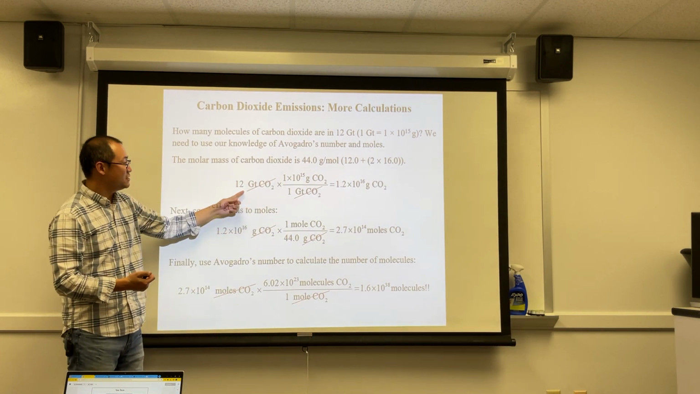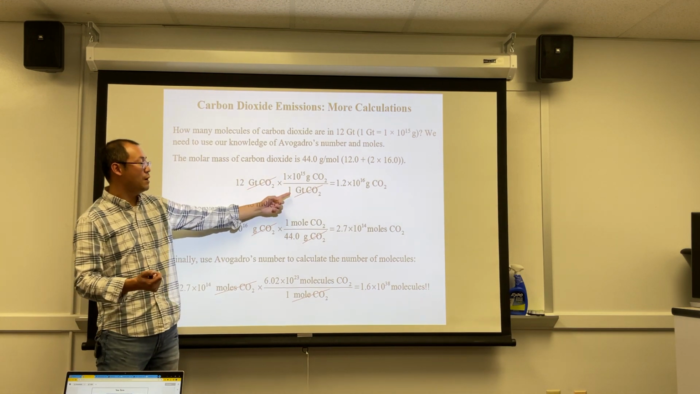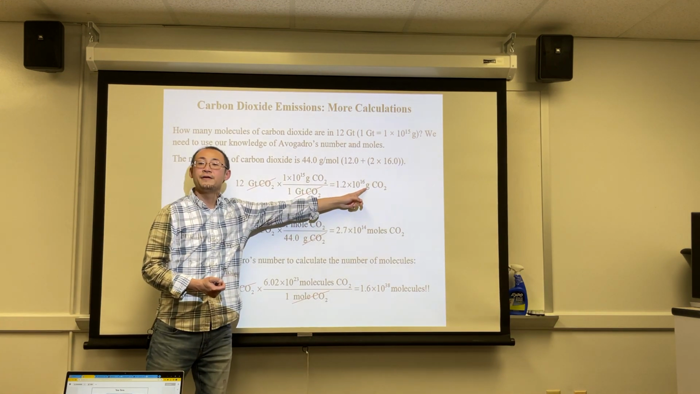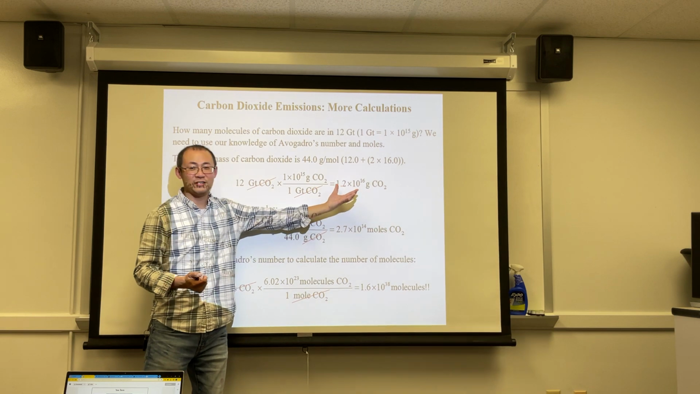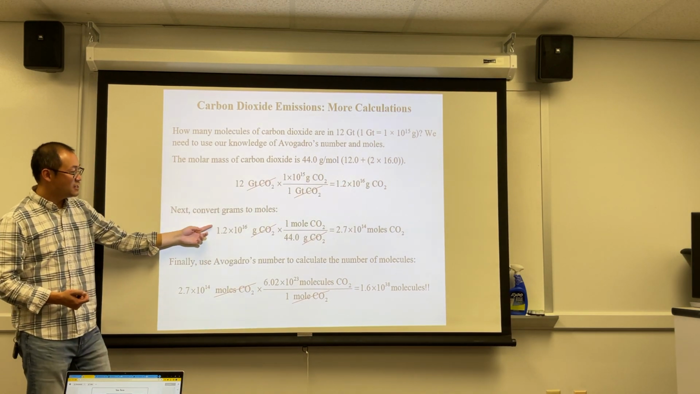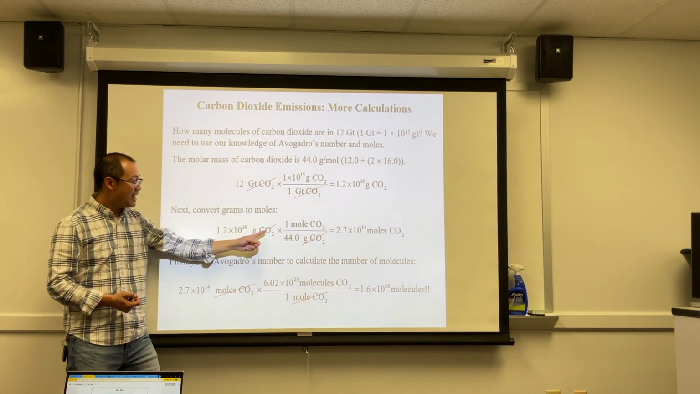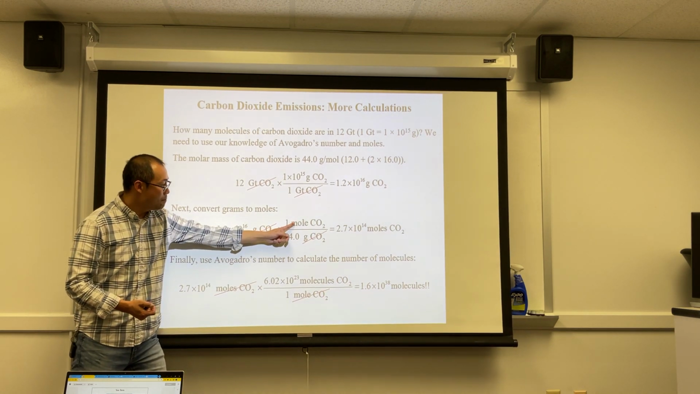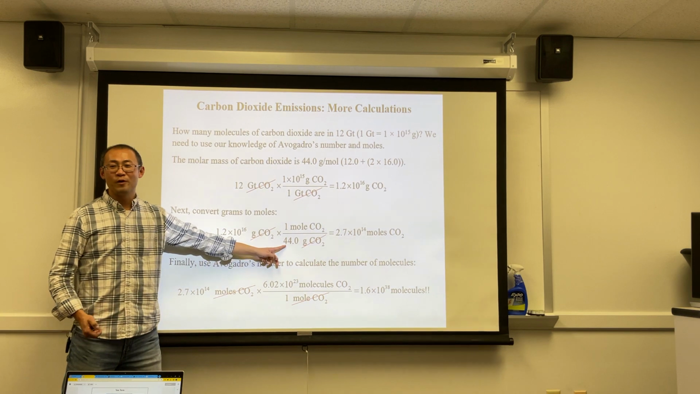So after this, it's times 12, of course, divided by 1. I get now what? Grams. Times 10 to the 16 grams. Next, take a look at what I did. I use this many grams times what? One mole, what? 44 grams.